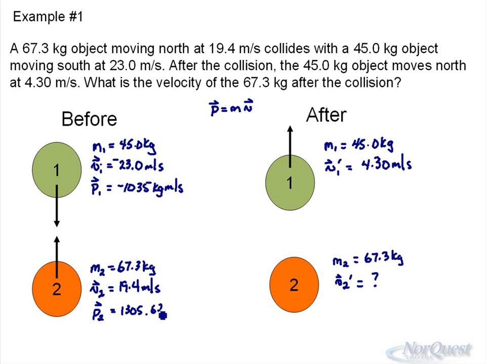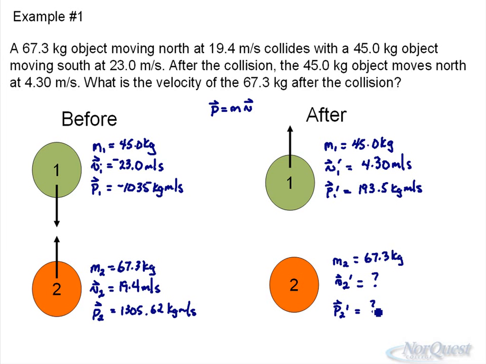That's 1305.62 kilogram meters per second. The momentum of object 1 after is 45 times 4.3, which gives you 193.5 kilogram meters per second, and the momentum of object 2 after, we don't know. It's our unknown. So I'm just using the calculation P equals mv.